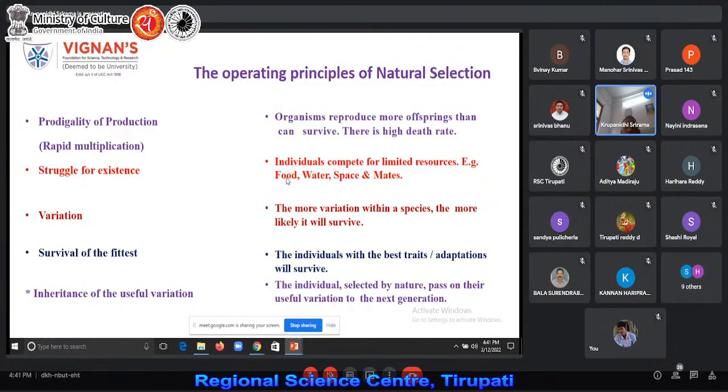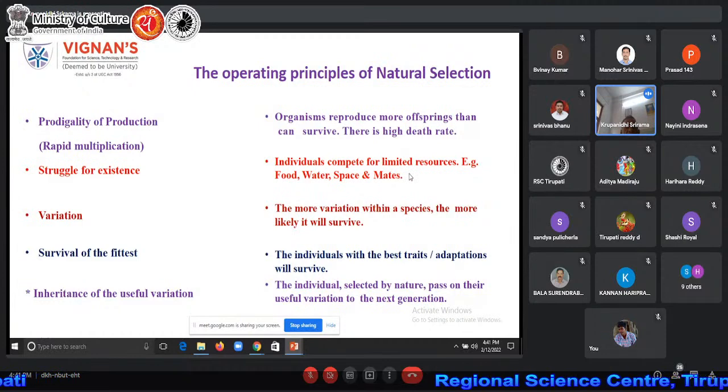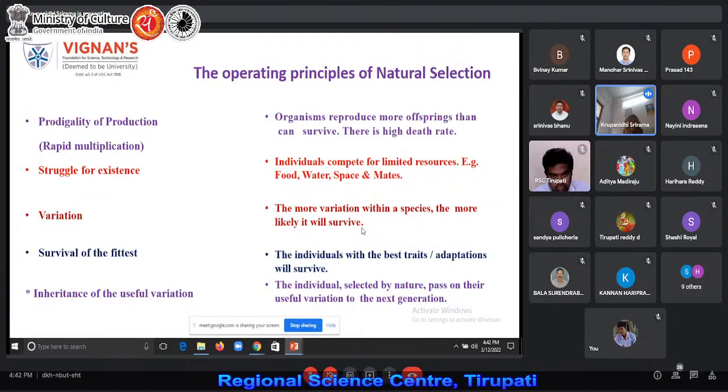Every species produces more offspring than can survive. There is a high death rate among the specimens because of natural selection, evolutionary forces operating on them, and the struggle for existence. Individuals compete for limited resources. We recently experienced limited resources in Andhra Pradesh when there was heavy rain and we were unable to move out of the houses. Then we felt the limited resources around us, either food, water, space, or mates. And variation: the more variation within a species, the more likely it will survive.